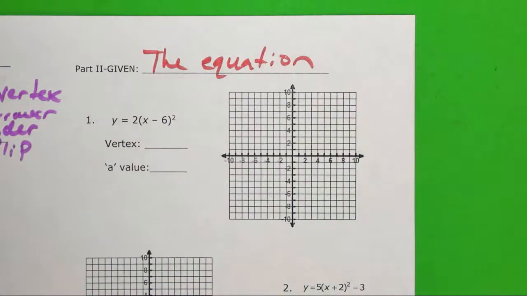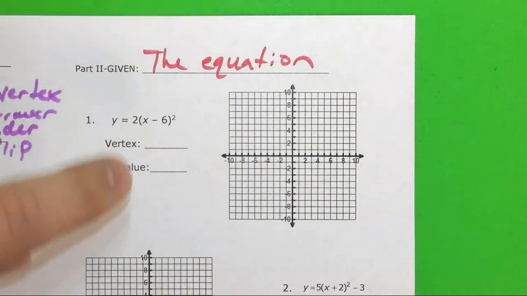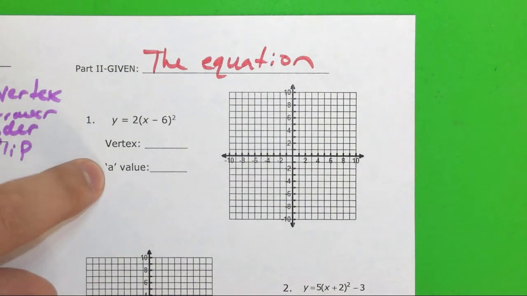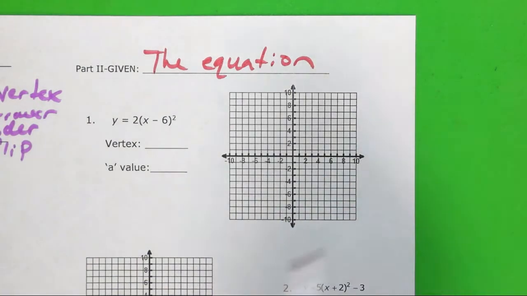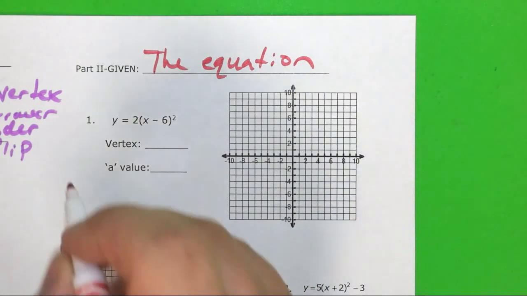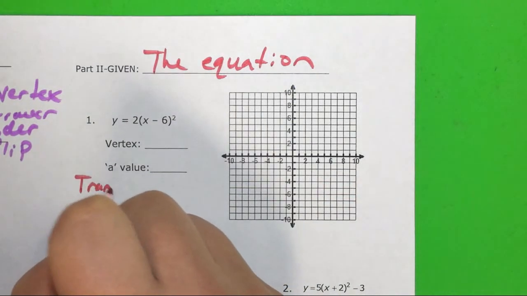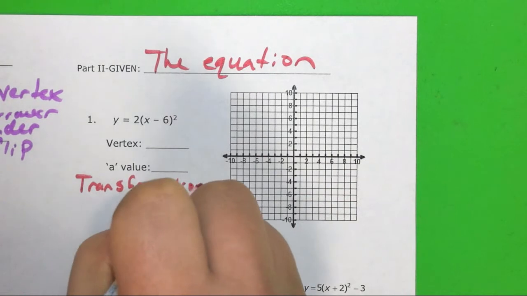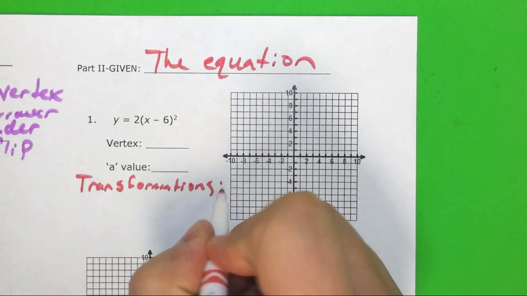We're given the equation, and then what we're going to do with it is find the vertex, find the a value, graph that information that we have over here, and then talk about the transformations. So this will be the transformations. What are the transformations? In this case, there's going to be 2, so we'll have 2 dots.